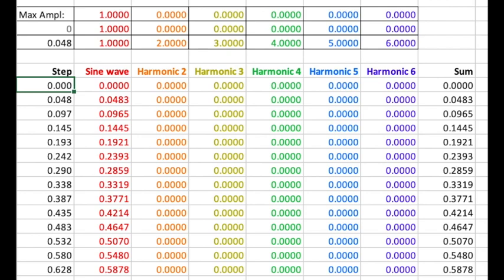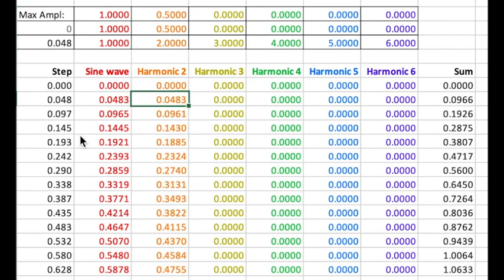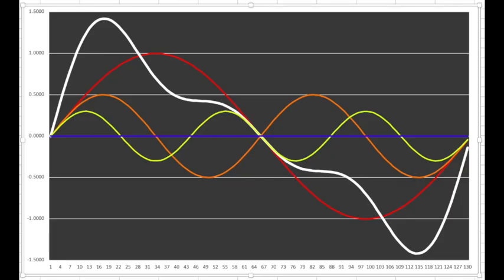I made a spreadsheet which essentially represents a sinusoidal curve in a series of steps, and then added second, third, fourth, fifth, sixth harmonics to that and gave them individual amplitude values which we can play about with, and this instantaneously recalculates the amplitude for that harmonic.